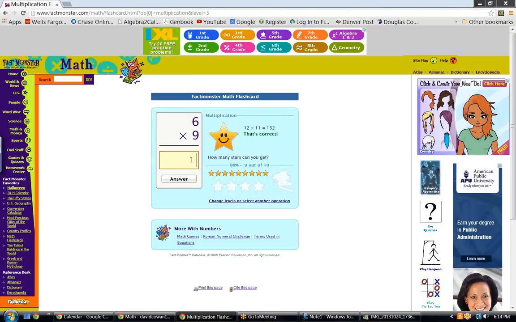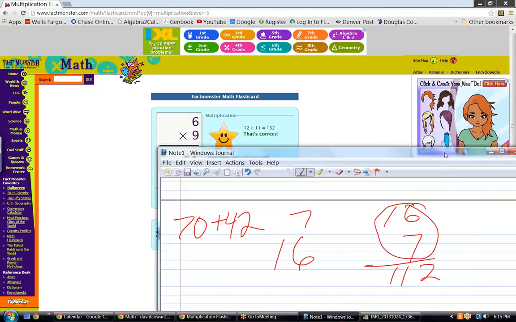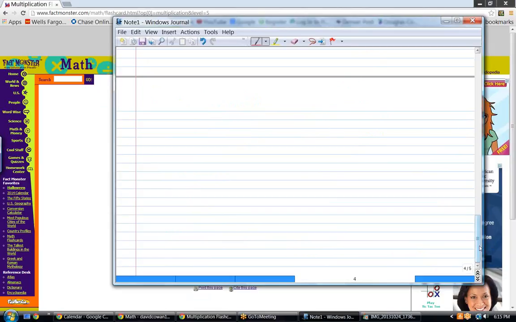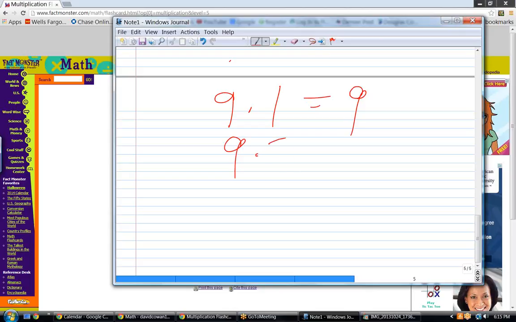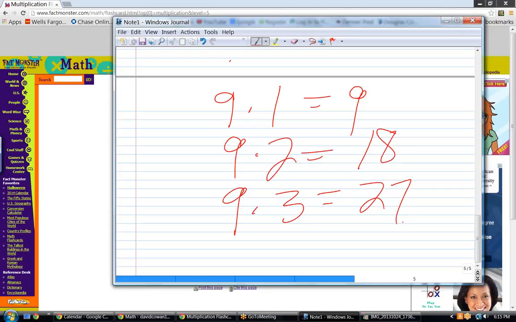These are the tough ones. The 9s and the 6s. 52. 54. Let me give you a hint about the 9s tables. It's a pretty cool trick. 9 times 1 is 9. 9 times 2 is 18. 9 times 3 is 27. You notice anything about the answers? They go by 9. The digits all add to 9.